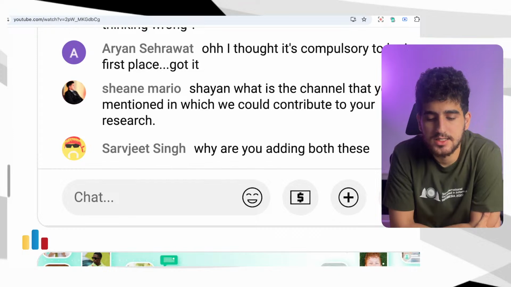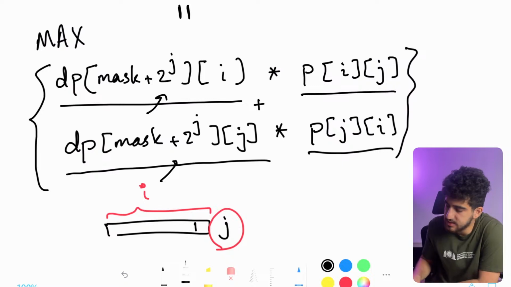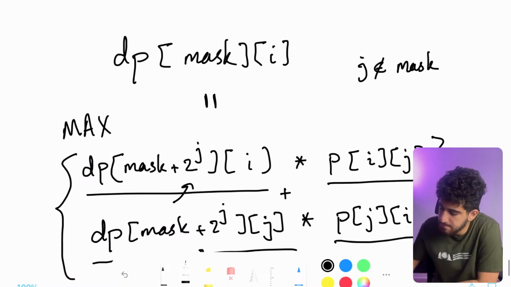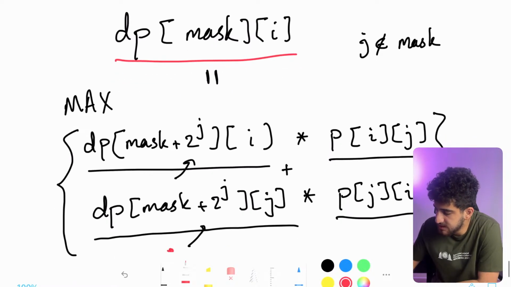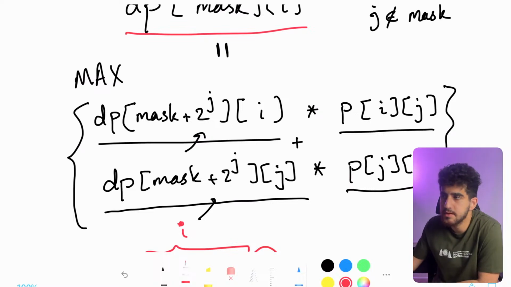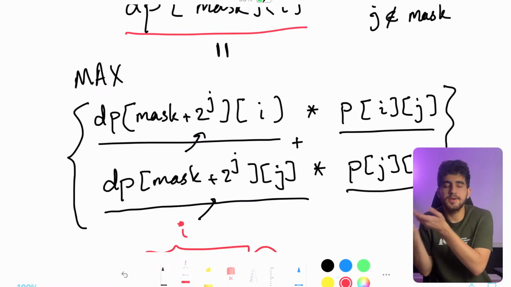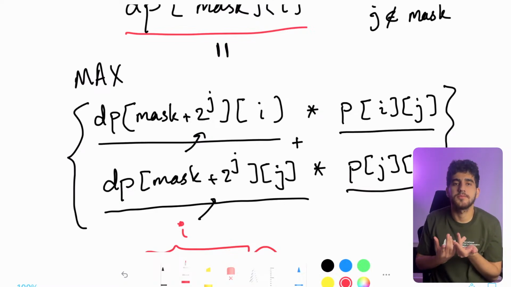So, did you guys understand the solution? Why are you adding both these? Because both of them are possible. I'm saying that I start from mask and person number i has remained alive. So the next time when j comes, it's possible that i kills j and it's possible that j kills i. Both of them are possible, and in both of the cases it's possible that at the end person number 1 will remain alive.